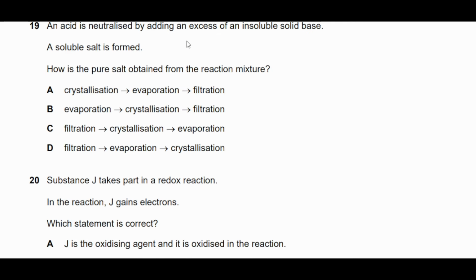An acid is neutralized by adding an excess of an insoluble solid base. A soluble salt is formed. How is the pure salt obtained from the reaction mixture? Since you add an excess, you first need to undergo filtration to remove the excess. Therefore A and B is wrong. And a soluble salt is formed, and you want to obtain the pure salt. So first you need to evaporate the mixture, then only you crystallize it.